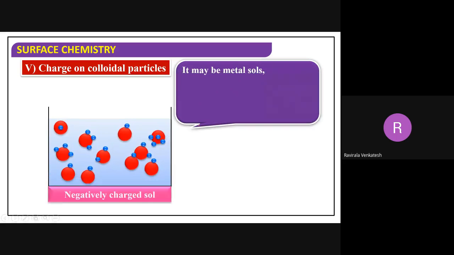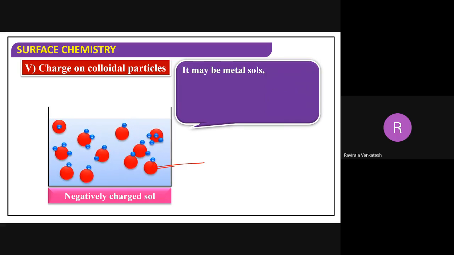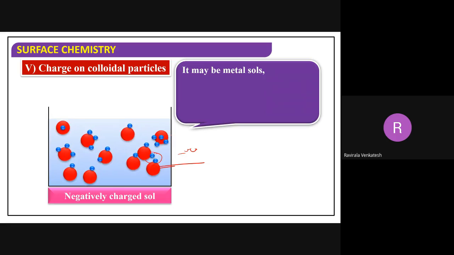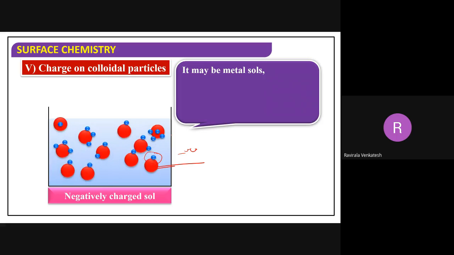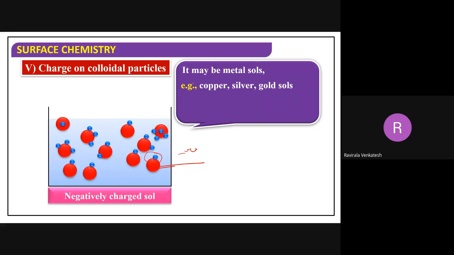Next, we will see the negative colloids, in which the colloidal particle has negative charge. Therefore, they are called negative colloidal particles. Which examples can we take? Metal sols. The best examples are gold sol, silver sol, and copper sol, which are prepared by the Bredig method. They come under negative colloids.